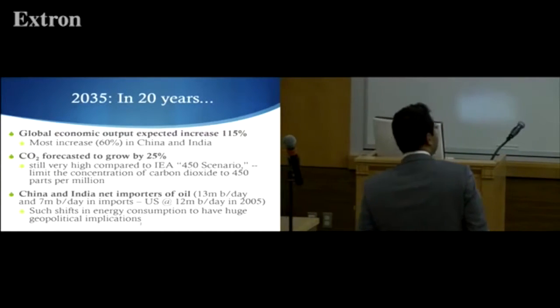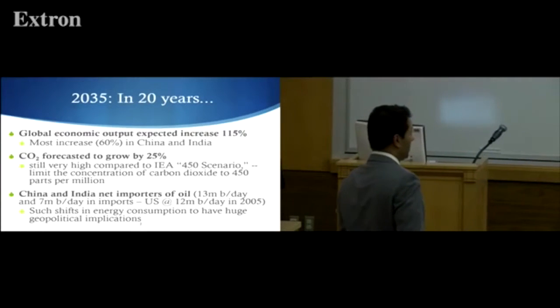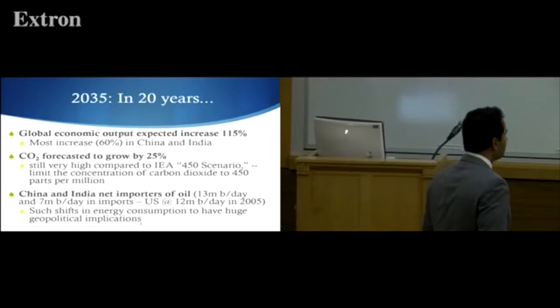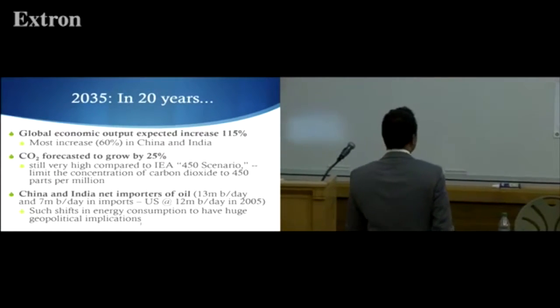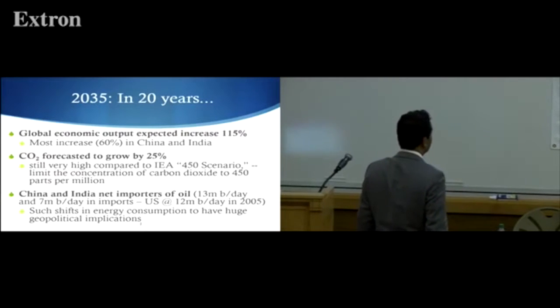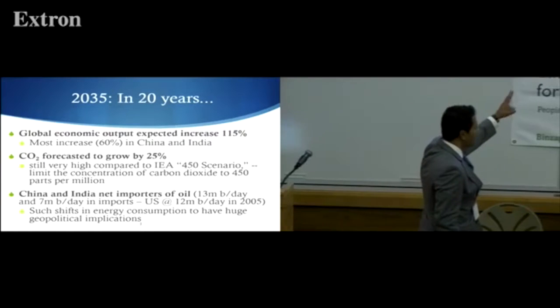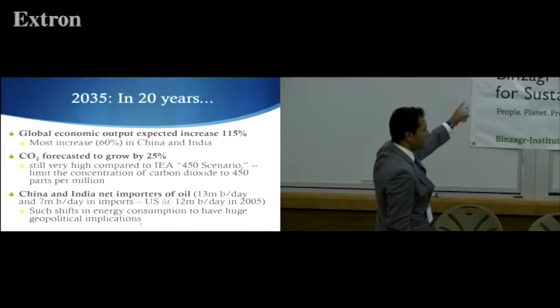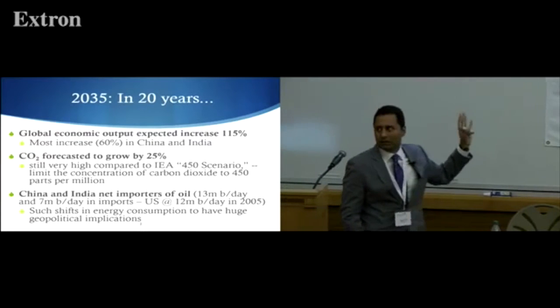And finally, this really caught my eye, and I thought it was interesting. In about 20 years, China and India are going to become net importers of oil. China is going to be importing about 13 million barrels per day, and India about 7 million barrels per day. Just to give you a comparison, the U.S. was importing about 12 million, around 14 million barrels per day right now, around that number.